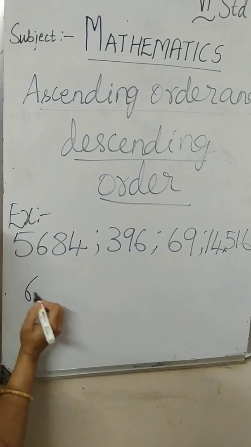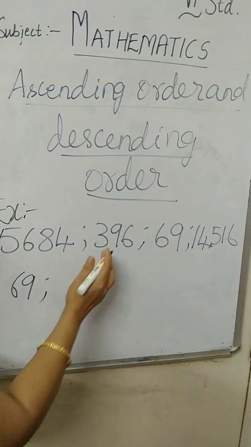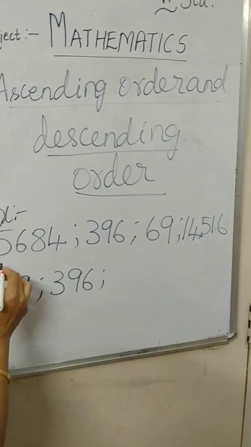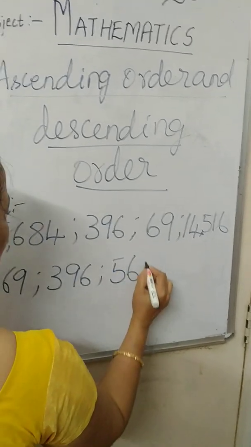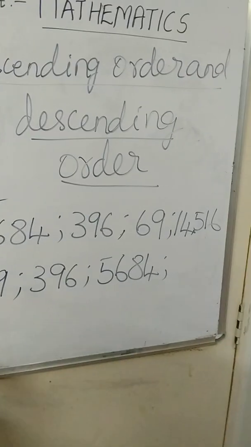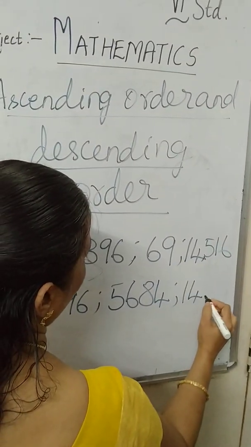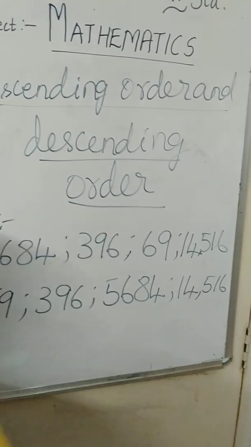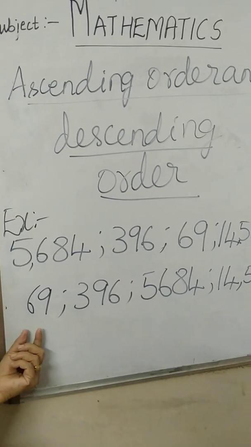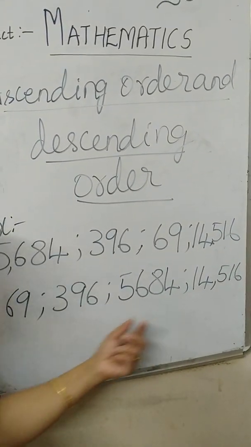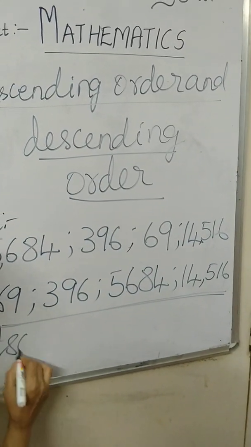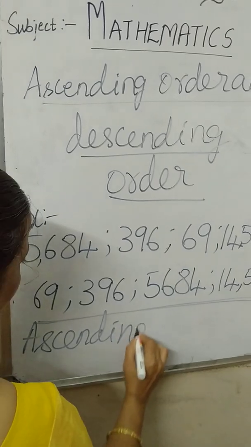69. The next smallest, you can easily make out it is 396. The next smallest, it is 5684. Can you tell which is the last one which is remaining? That is 14,516. So we have written these numbers in the form of from the smallest number to the greatest number. This order of writing the numbers is called ascending order.